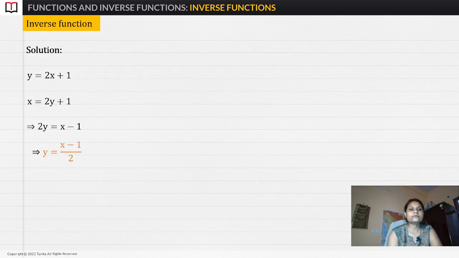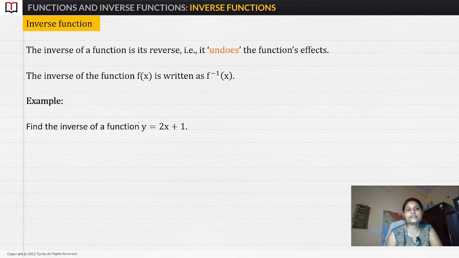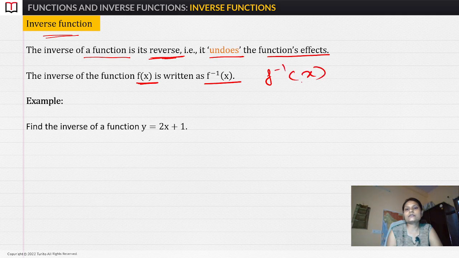Simple. Now, we'll talk about the inverse function, the definition of inverse function. The inverse of a function is its reverse. Inverse by the name itself, something which is reversed, right? So the inverse of a function is its reverse form. That is, it undoes the function's effects. What was previously the impact of the function, it just undoes it, it just reverses its impact. And the notation that is given for f of x inverse is like this, f inverse x. This is the notation given to this.